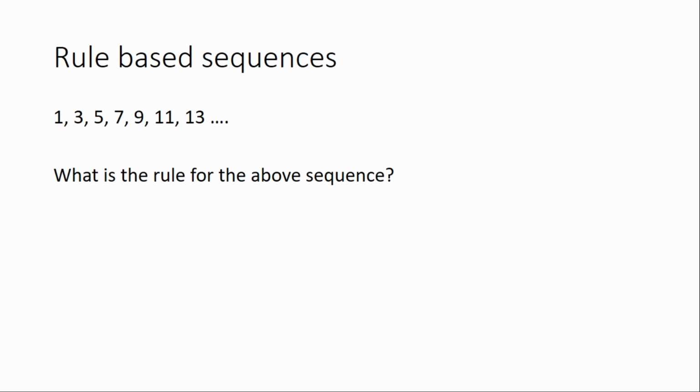So having a look at rule-based sequences, something like this here: 1, 3, 5, 7, 9, 11, and 13. There is a clear rule for this sequence, and to get from one number to the next, you just add 2 each time. And you might get a question like, what is the next term? In this case, it will be 15.